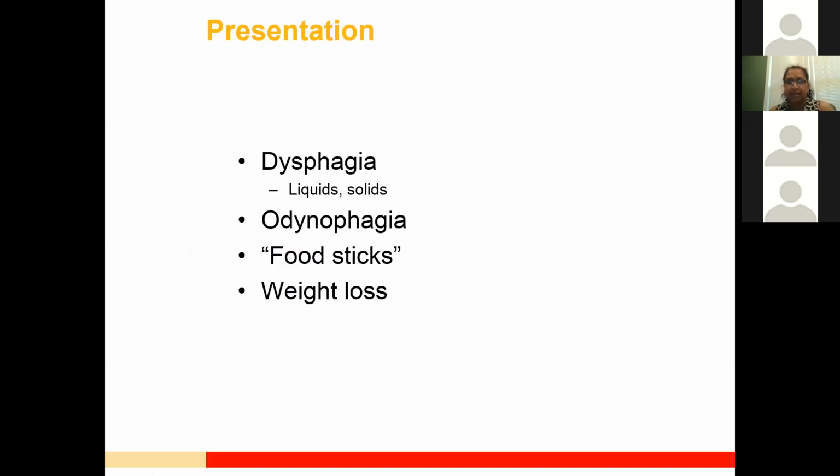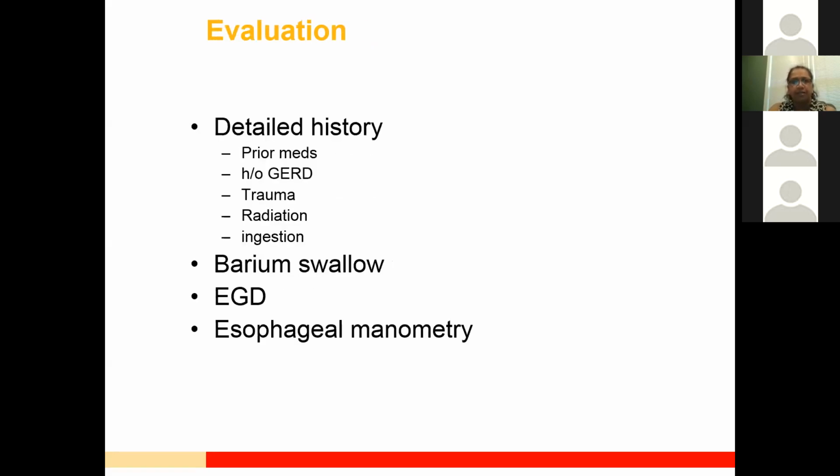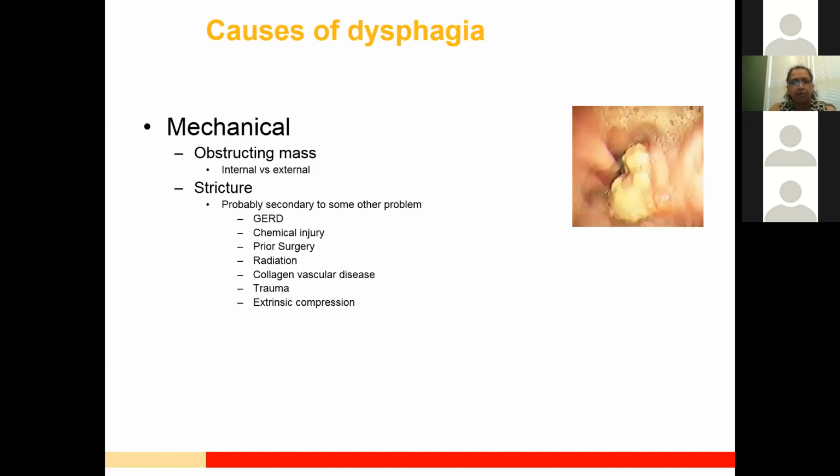liquids, solids, what brings it on, what are the foods that bother you. It's important to understand. And of course, that's going to be different from odynophagia, which is going to be different from chest pain. It's helpful if the patient tells you where they feel the food sticking, because that can help you correlate what we see on the manometry with what they're complaining of. Sometimes we might even see weight loss in our patients because of the dysphagia and the difficulties they're having swallowing.